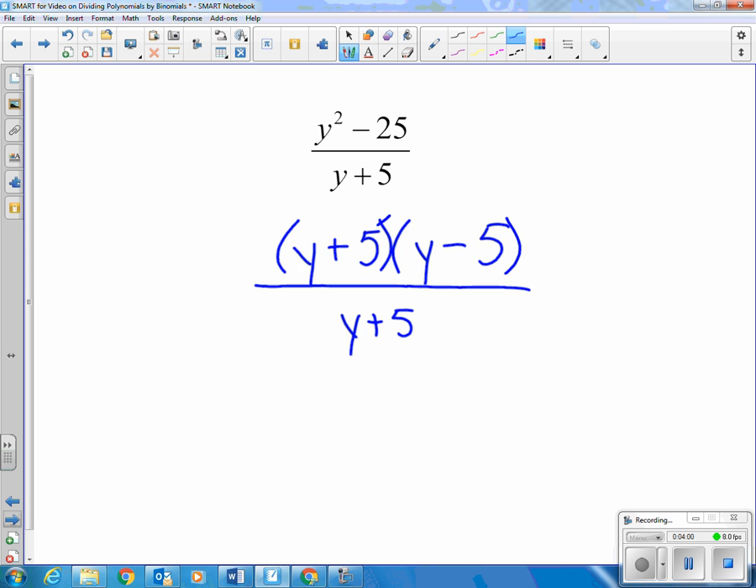Again, I'm going to cancel out y plus 5, y plus 5. I'm left with y minus 5. So y minus 5 is my quotient for that particular problem there.